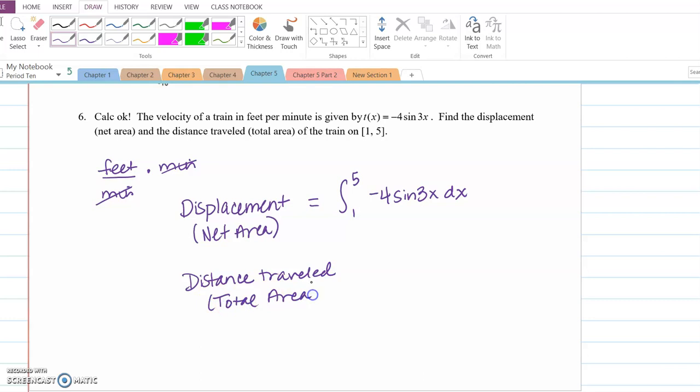which is your total area, will be so close to the exact same thing. All this does is make all of your velocities positive first, and that way when you add up your rectangles, then you end up getting a positive number. So we just have to come up with what these values are in the calculator.